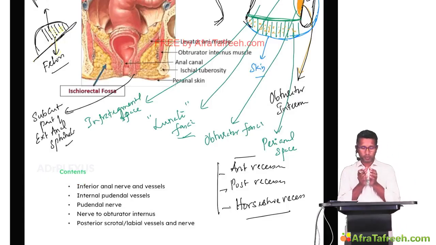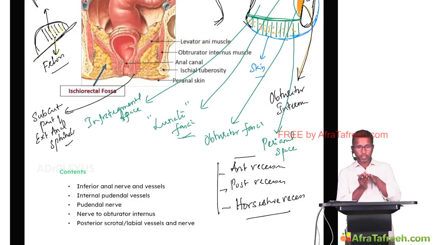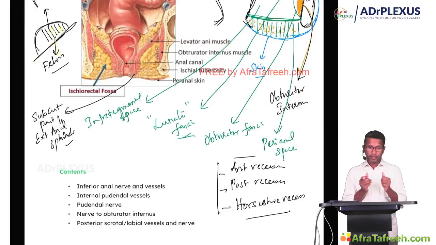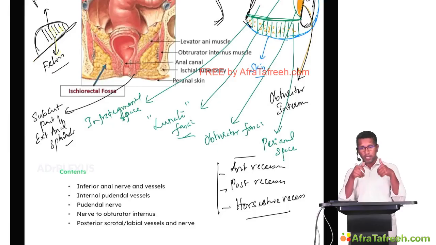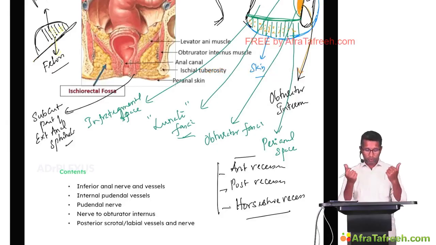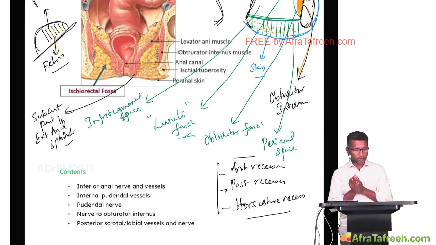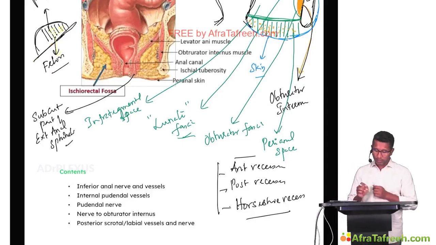So when you take the anal canal, the space around the anal canal is called the ischioanal space. That space is continuous anteriorly up to the pubic bone, and that is called the anterior recess. It extends posteriorly behind the sacrotuberous ligament, and that is called the posterior recess. It can communicate with the opposite side, forming a recess called the horseshoe recess. Okay, so these are all important things to be noted here.